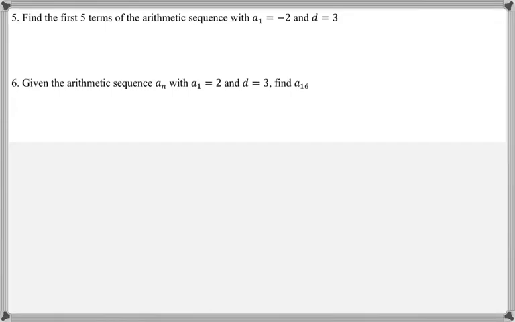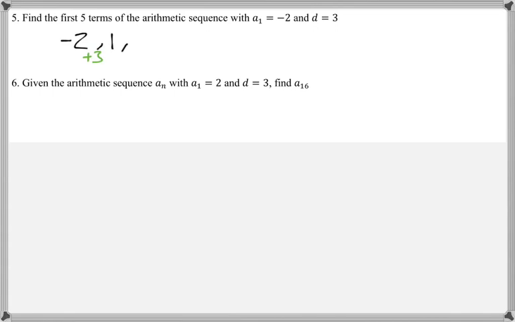Number 5 says, find the first 5 terms of the arithmetic sequence with the first term being equal to -2 and the common difference being 3. So my first term is -2. Then I want to add 3, and that gets me 1.